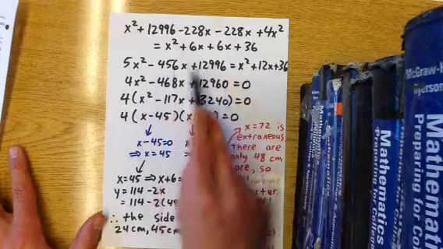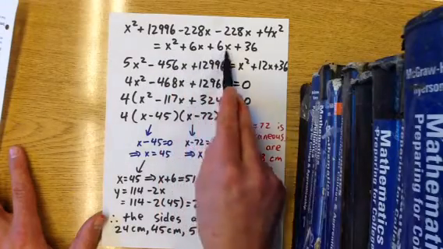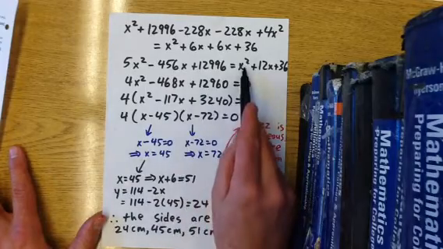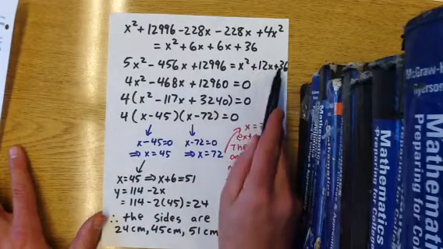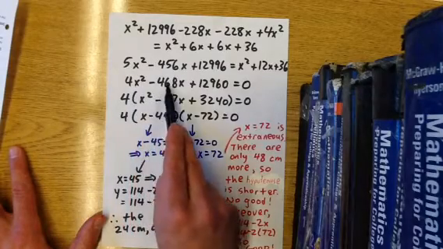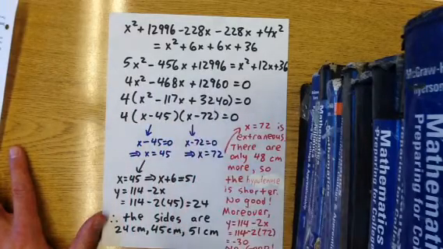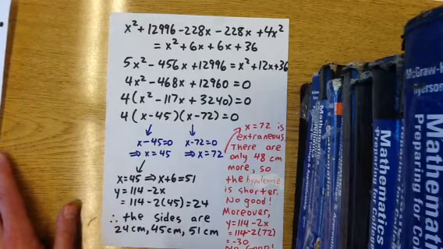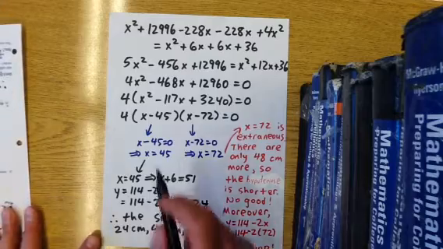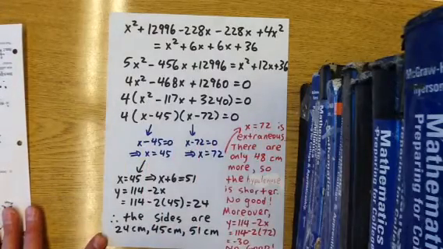12,996. On the right-hand side, we have x squared. We also have 12x, and we have 36. Well, we can subtract x squared, subtract 12x, and subtract 36 from both sides. And that'll leave us with 4x squared minus 468x plus 12,960 equaling 0. And now, of course, it's time for us to factor. And we want to find out what the zeros are.